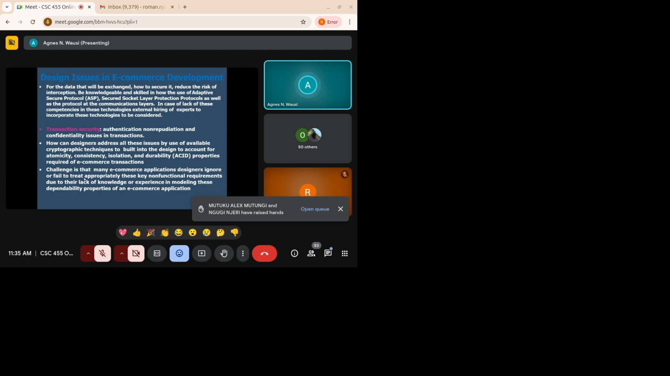Yes, Alex, and then Jerry. Okay, for the network, of course, you have what we call SSL certificates. So the connection is secured, where the data is encrypted before it's being sent. That's one of the ways that data is protected over the network. I would say by encryption. Encryption, yes. All right, thank you.